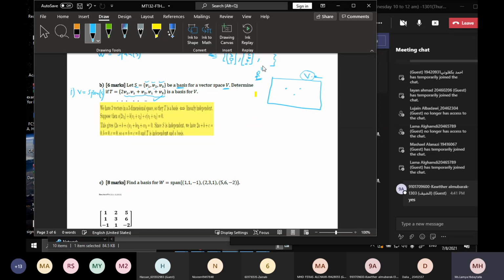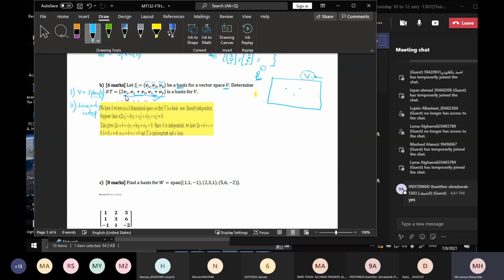We said our dimension is 3. These are 3: 1, 2, 3. Are they linearly independent or not? We said two things. Sorry, I didn't mention the second part. These three vectors should span the space and they should be linearly independent. Any basis has two conditions: they span the space and they are linearly independent.